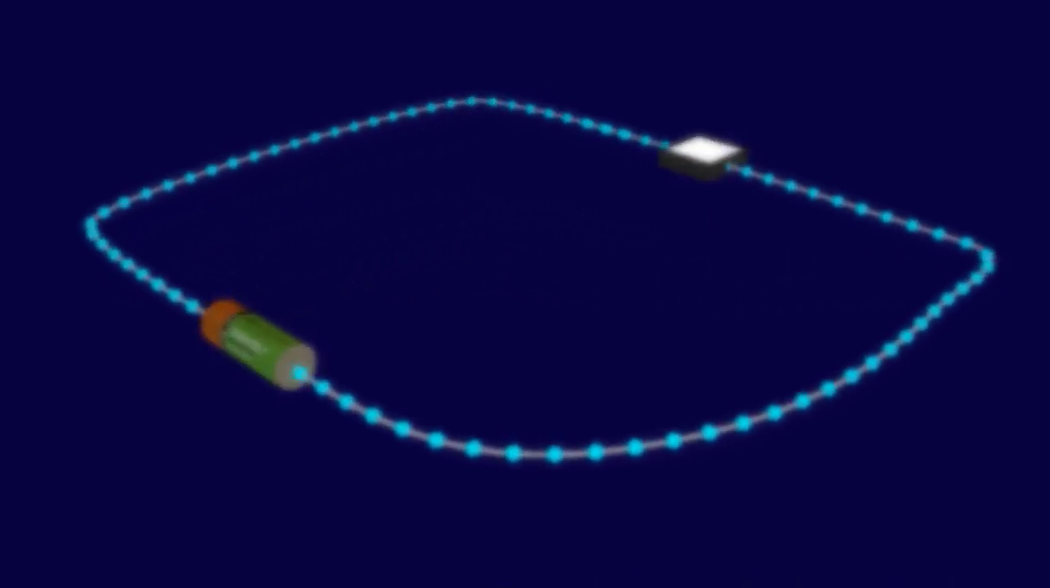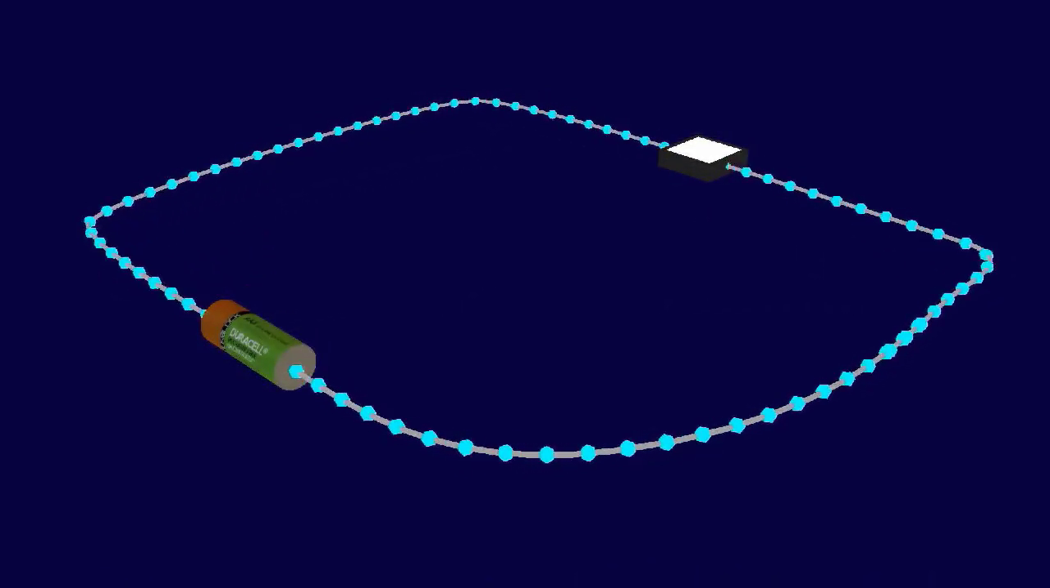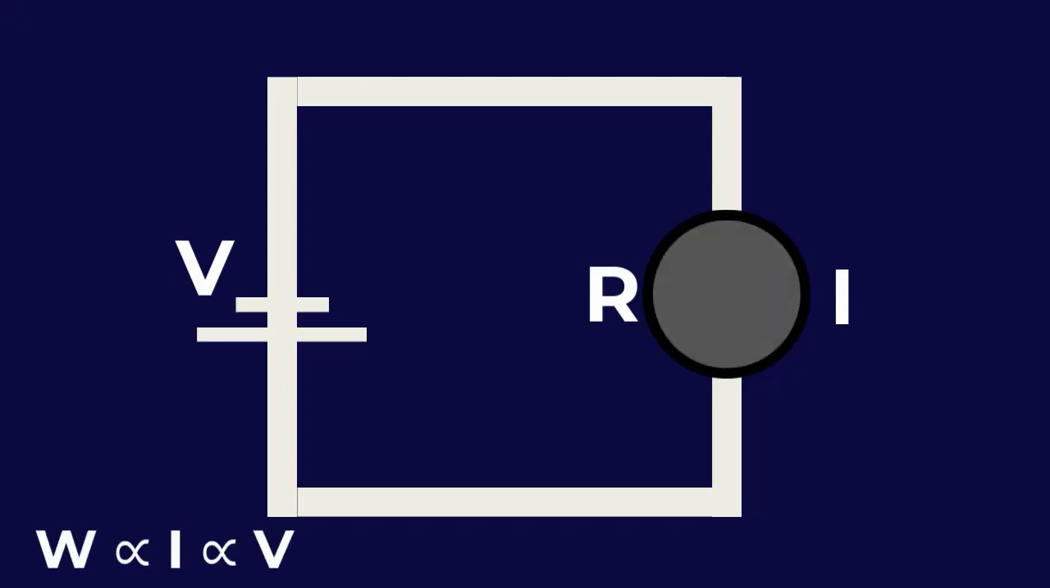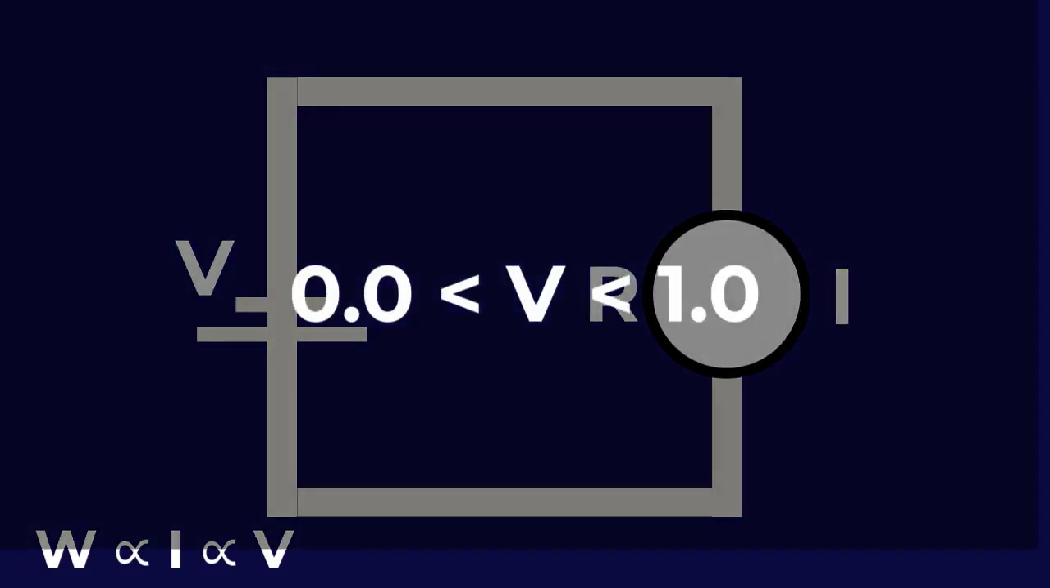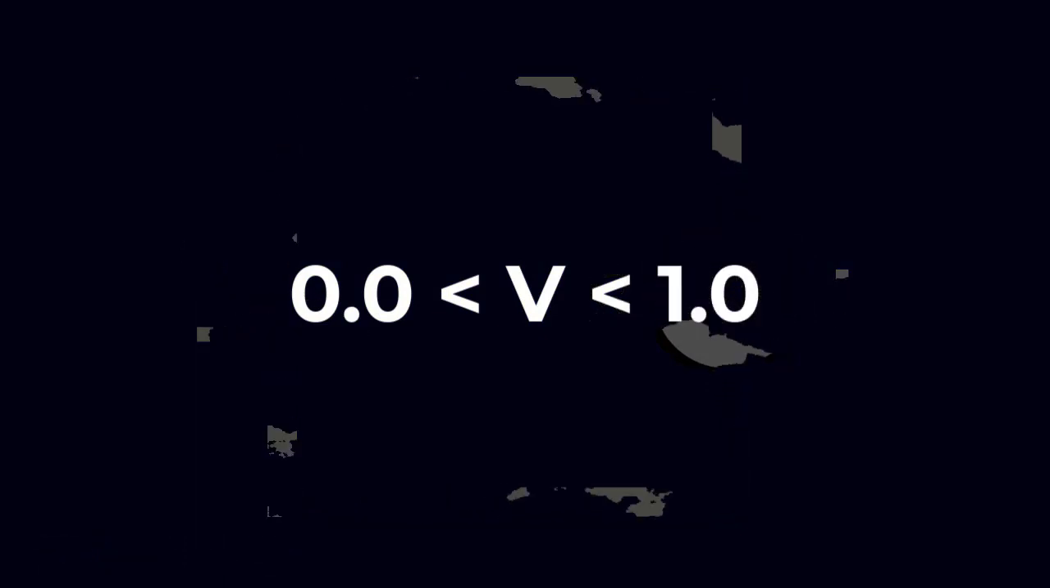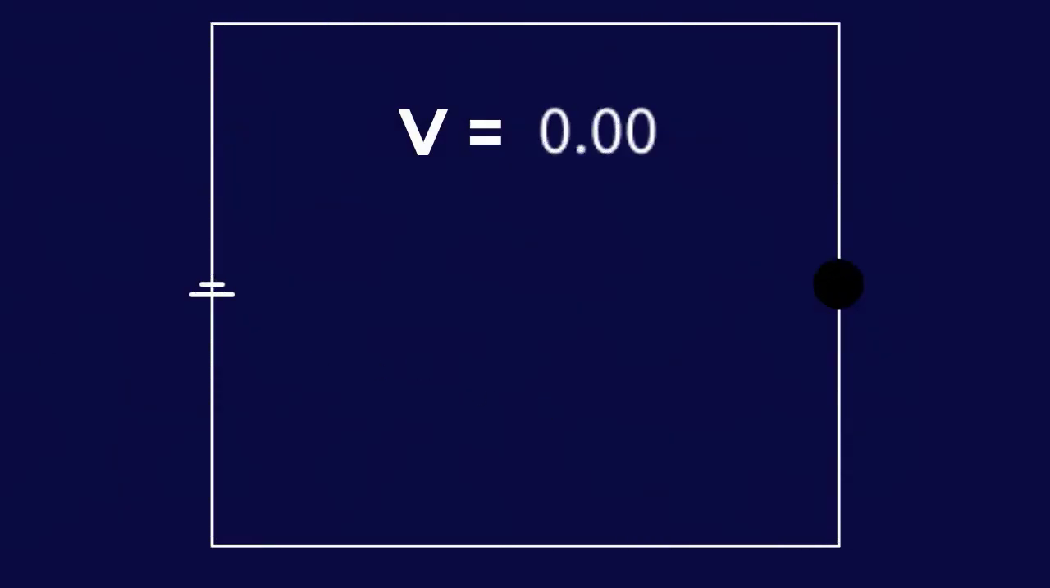We know that when electricity flows through a bulb, it dissipates into heat and light. The amount of light is directly proportional to the current and the voltage. So we can increase or decrease the voltage to change the intensity of this light. Let's say that we have a range of voltages from 0 to 1. If the voltage is 0, the light is at its minimum intensity. When the voltage is 1, the light is at its maximum intensity. And any value in between is a blend between the two.